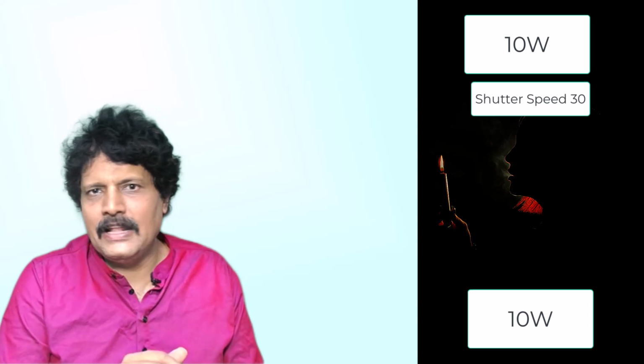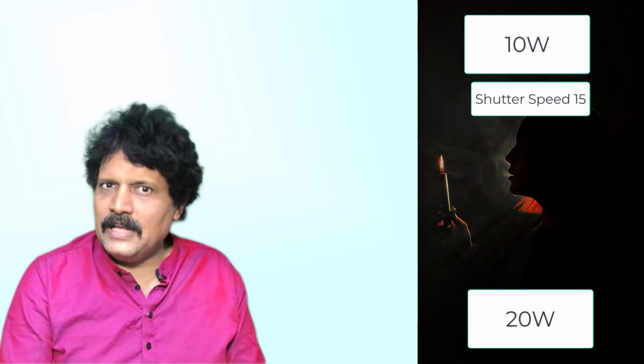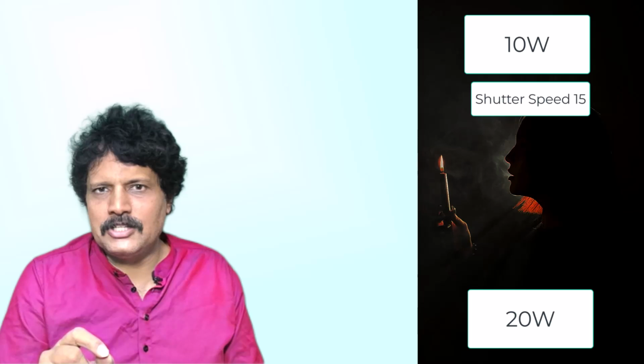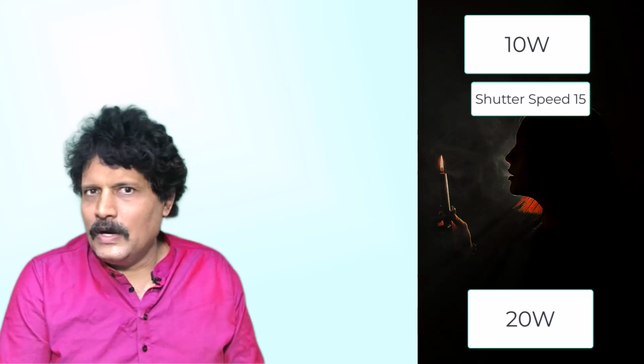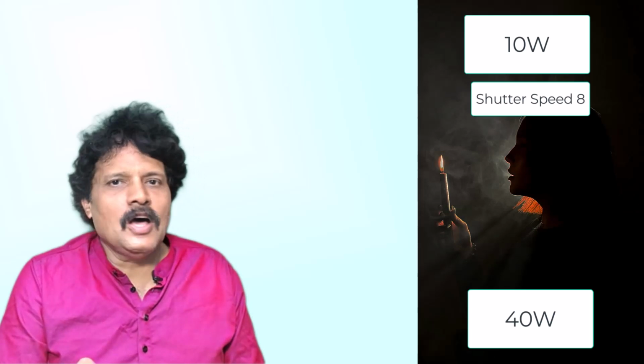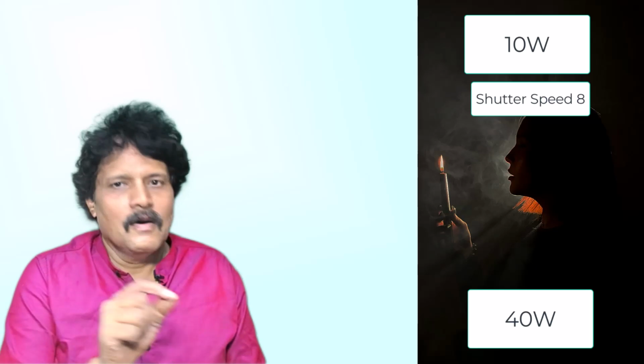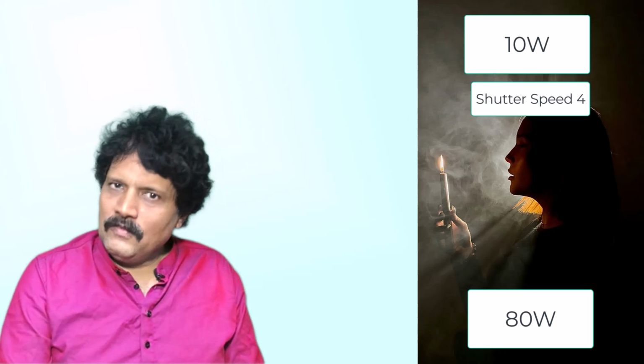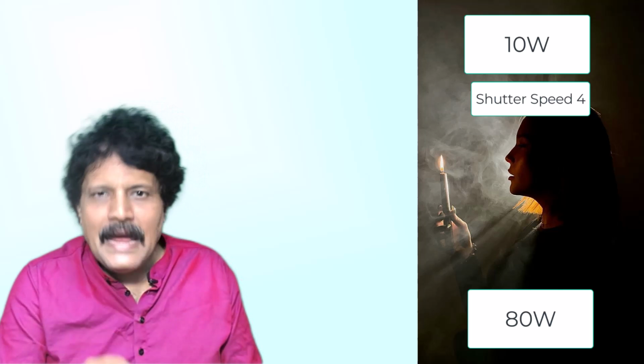Say I have a candlelight, and in candlelight, if I want to take the picture, there is just 10 watts light. For this 10 watts light, if I record it at 30 frames per second, I get only 10 watts light. If I make the shutter speed 1/15th of a second, then this will become 20 watt. If I make it 1/8 of a second, this will become 40 watts. If I make it 1/4 of a second, this will become 80 watts. Here we are compensating it using our exposure time.